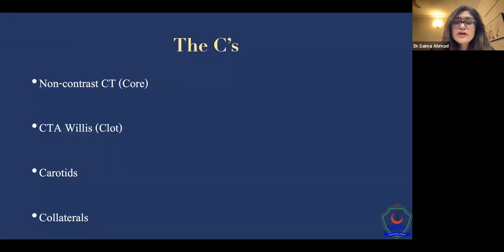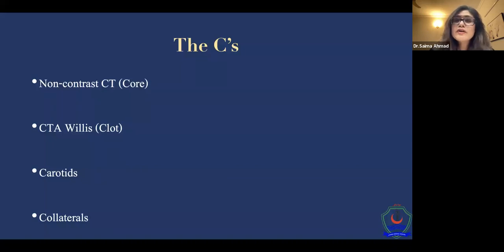So actually we are talking about the Cs today. First is the non-contrast CT. Non-contrast CT tells us about the core. And then with the CTA, we can see the extent and the size of the occlusion, the site of the occlusion, and the extent of the thrombus. And then, of course, we look at the carotids, and then at the collaterals.